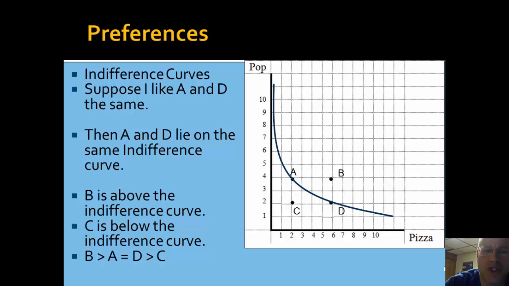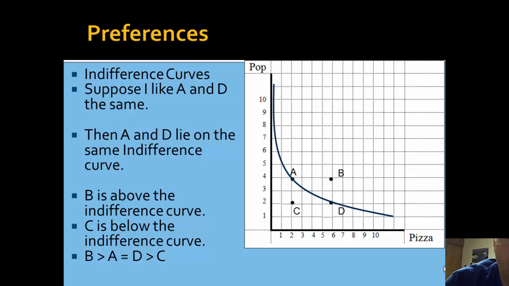Now, suppose, just for the sake of argument, that the bundle that we like equally as well as A is the bundle D. It might be something with a little bit less pizza or a little bit more pop or something like that. But suppose that the bundle D does in fact represent a bundle that is equally preferred to A, that we like the same as A. That means that A and D lie on the same indifference curve, and I've drawn in a blue line here to represent the indifference curve, and we'll talk a little bit more about the shape as we go forward.